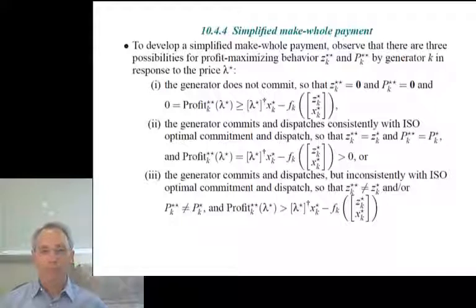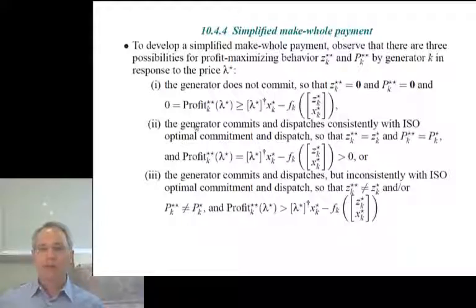So to develop a simplified make-whole payment, let's notice that there are really three possibilities for profit maximizing behavior: ZK double star, PK double star by generator K in response to the price lambda star. The first alternative is that the generator doesn't commit. In other words, ZK double star is 0 and therefore PK double star is 0. So that would mean that the operating profit is 0, and of course that's got to be greater than or equal to the profit under the ISO desired commitment and dispatch.